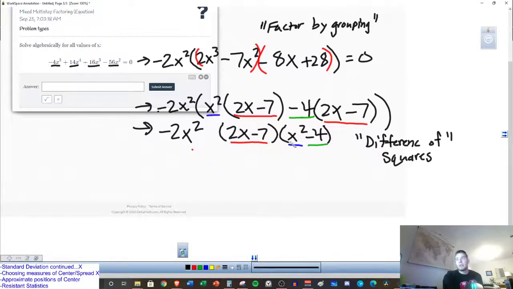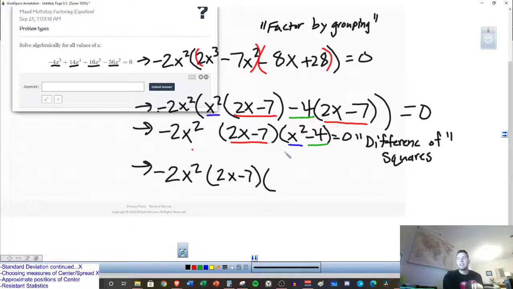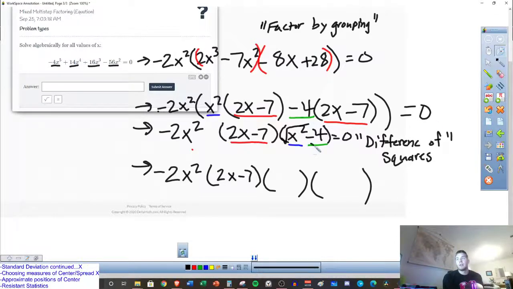So this is what we end up doing for this first one. By the way, this is all equal to 0. Make sure I keep that up. So it's negative 2x squared, 2x minus 7, and then the blue-green term is going to break into two other terms. X minus 4, so we square root those. Oh, not the negative 4 though. We just want the 4. So this gets us x on the fronts of these, and then what's the square root of 4? Well, it's 2. So we want plus 2 and minus 2.